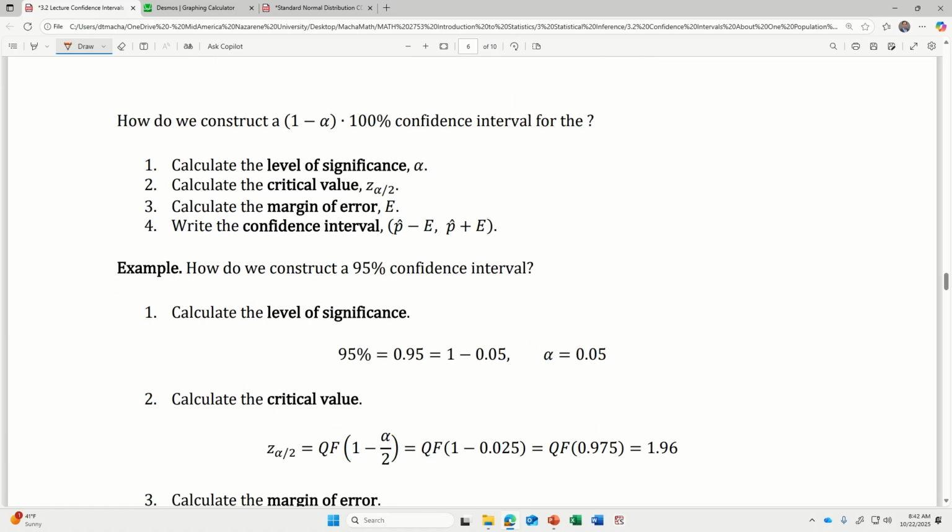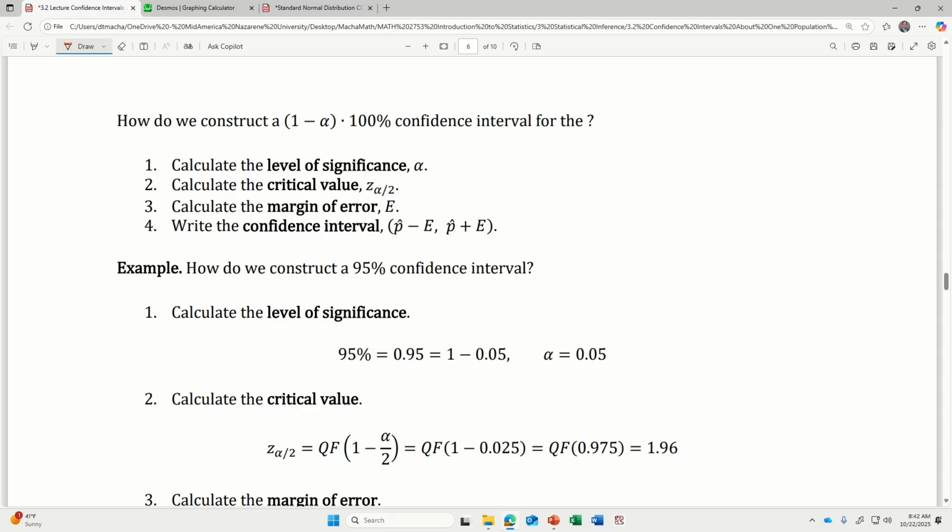Okay, so how do we construct a confidence interval? 4 steps. Number 1, you have to find out the level of significance. In my example, if we want a 95% confidence interval, then my level of significance is 0.05. We kind of talked about this. 95% confidence means you've got a 5% chance that your next statistic is not going to be in that interval. And 5% as a decimal is 0.05. That's what we call our level of significance.